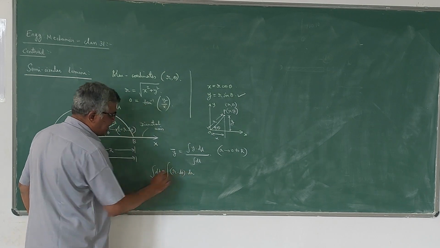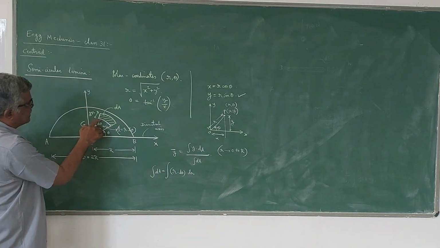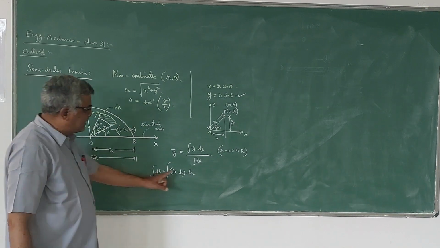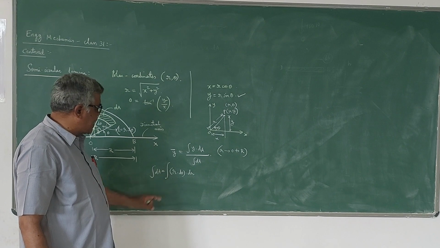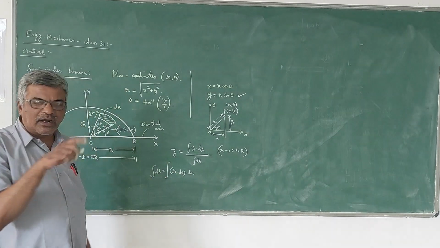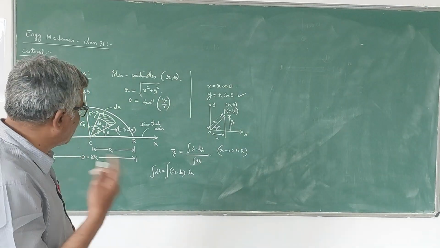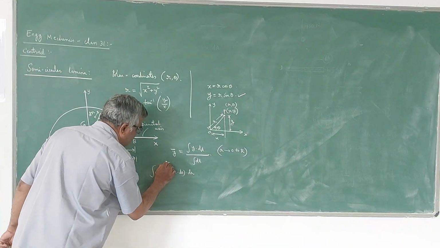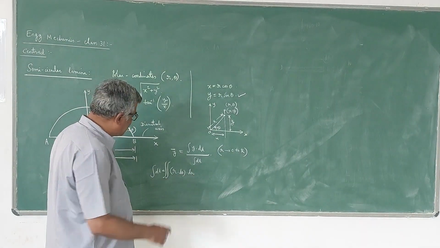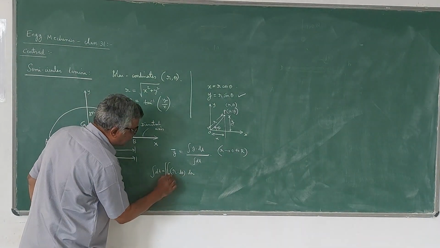Okay, that is dA. dA is nothing but r d theta into dr, treating this as a rectangle, and we have to integrate it, of course, to get this dA. Now here there are two variables: r also varies as well as theta also varies. Therefore, you have to take a double integral. Both theta and r are variables here, so you need to substitute for both of them.